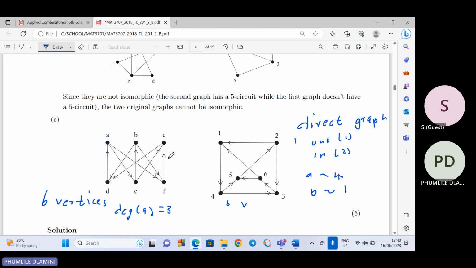Okay, number C is 2 in and 1 out, and 4 is 1 in and 1 out. Okay, let's check 3. So we can say C is related to 3, which is 2 in and 1 out. It's related to 3. Then let's go to D.